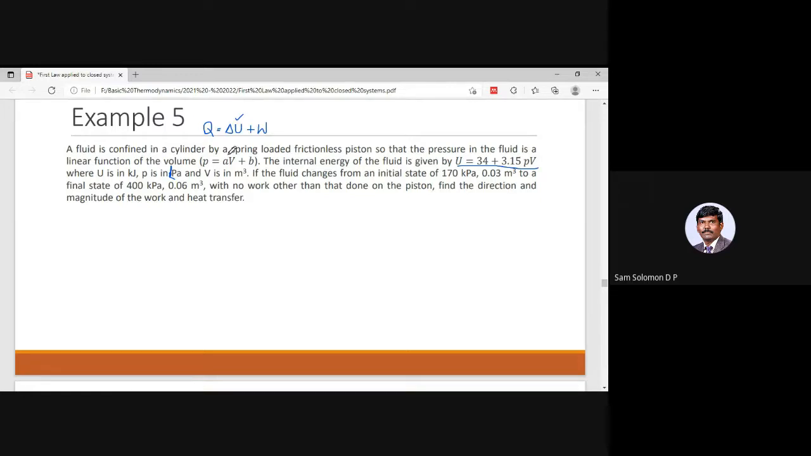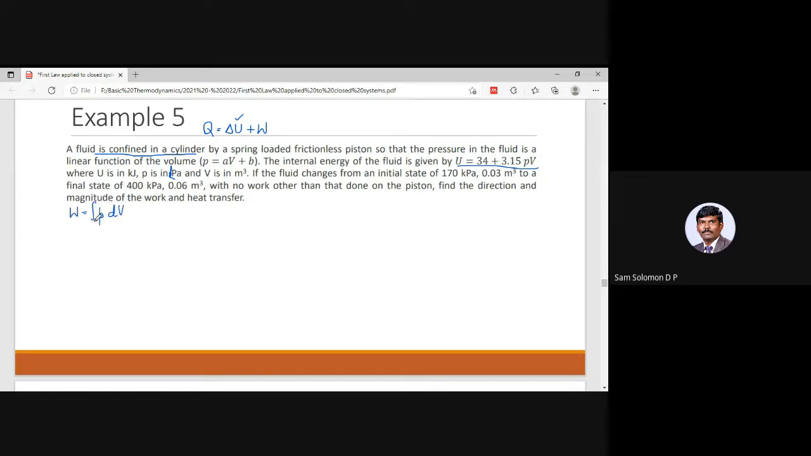And we can use this because they have given that the fluid is confined in a cylinder, which means this is a closed system. So it is an example of a closed system. So here W equal to integral PdV can be used.